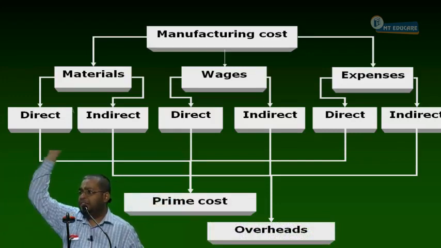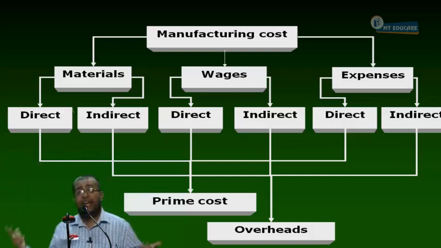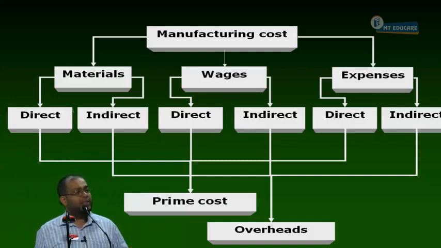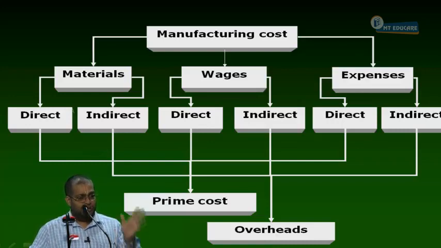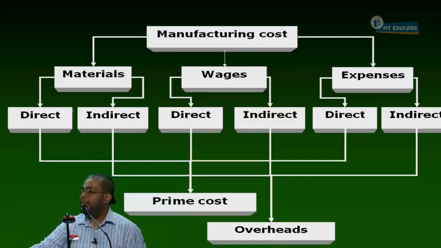So there are two types of manufacturing costs: direct manufacturing costs and indirect manufacturing costs. Direct manufacturing costs are given the name prime cost, and indirect costs are called overheads. Both are manufacturing costs. So why should we classify them as prime cost and overheads? I will not be able to tell you now. I'll tell you after one month, once I complete overheads.